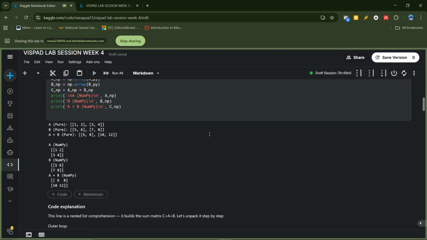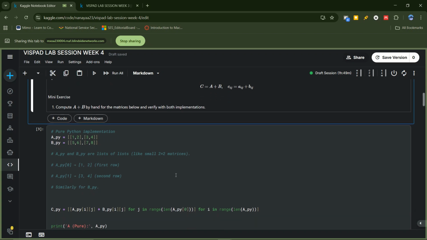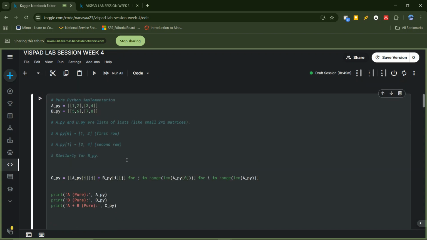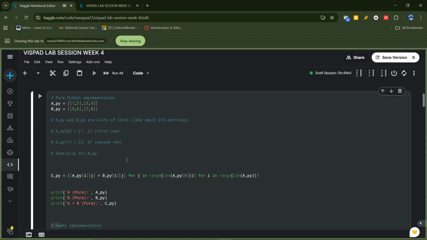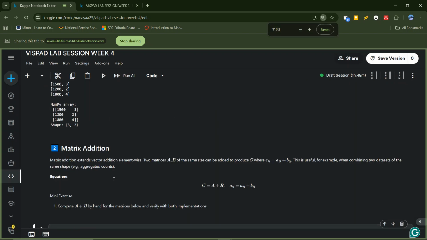So we have something here. It may be quite a lot for you, but I'll try as much as possible to break things down. Let me increase the font.